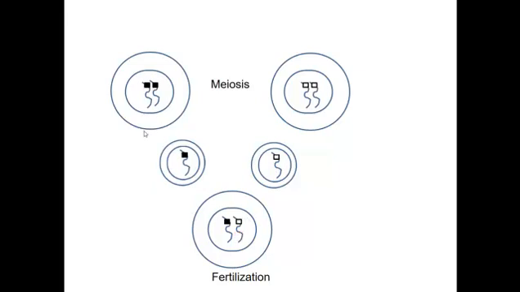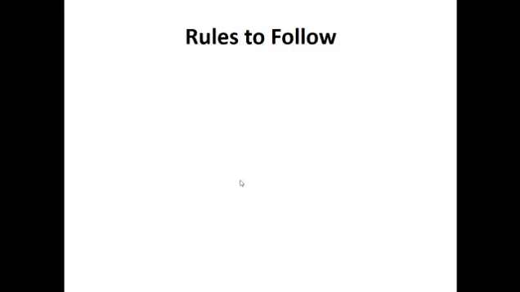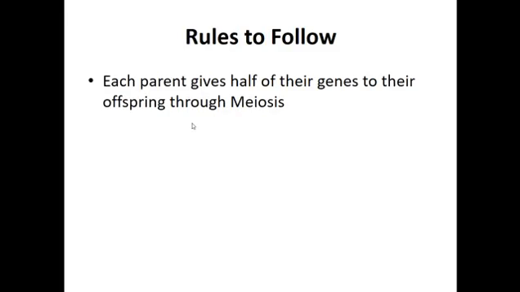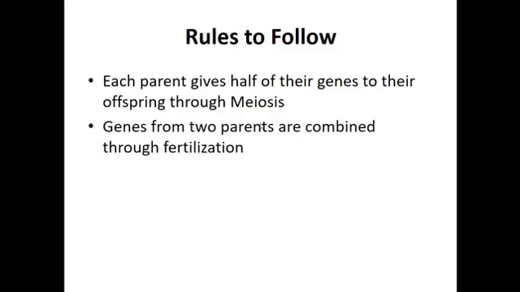So after we've reviewed meiosis and fertilization, we can add some ideas or rules to follow to our Big Ideas, page 16. We know that each parent gives half of their genes to the offspring through meiosis. We also know that genes from the 2 parents are then combined through fertilization. Please write this down on Big Ideas, page 16.